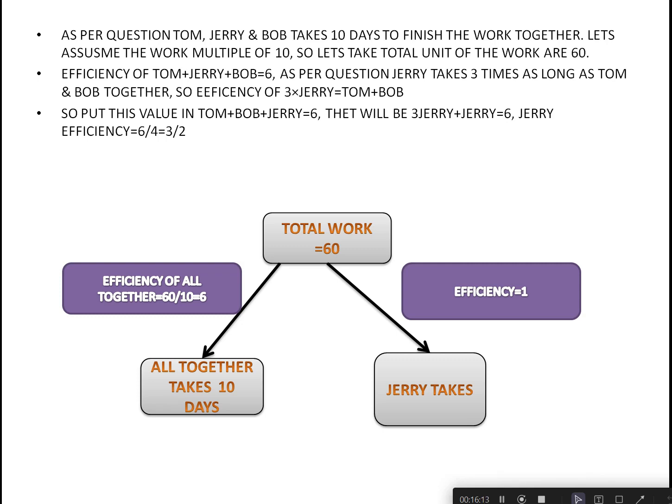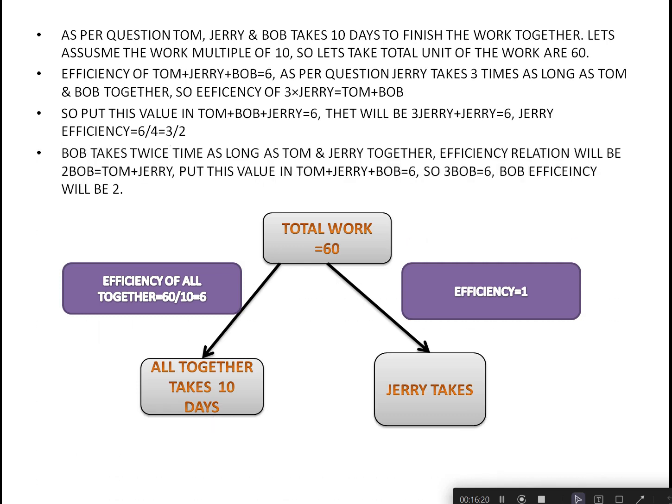So Jerry's efficiency will come to 6 by 4, that will be equal to 3 by 2. In the next part of the question, Bob takes twice as long as Tom and Jerry. So the efficiency relation will be 2 times Bob's efficiency equal to Tom plus Jerry. So put this value in the Tom plus Jerry plus Bob equal to 6 equation. In that way, we will get 3 times Bob is equal to 6. So Bob's efficiency will be 2.